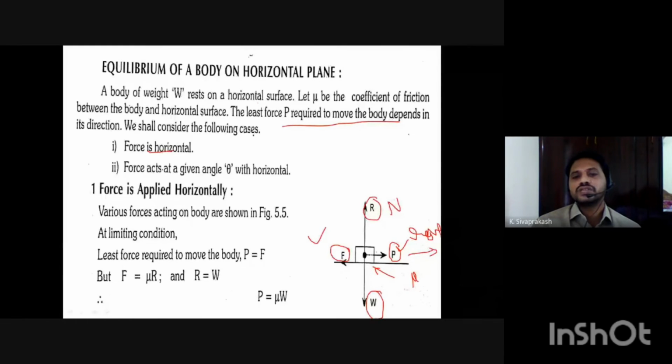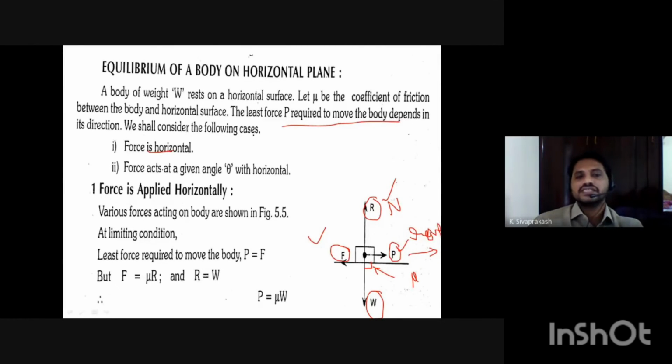I told you the normal reaction force is always opposite to the weight, according to Newton's law, and perpendicular to the surface. See here, the direction is perpendicular to the surface. These are the initial conditions. After taking those initial conditions, let us consider two cases.